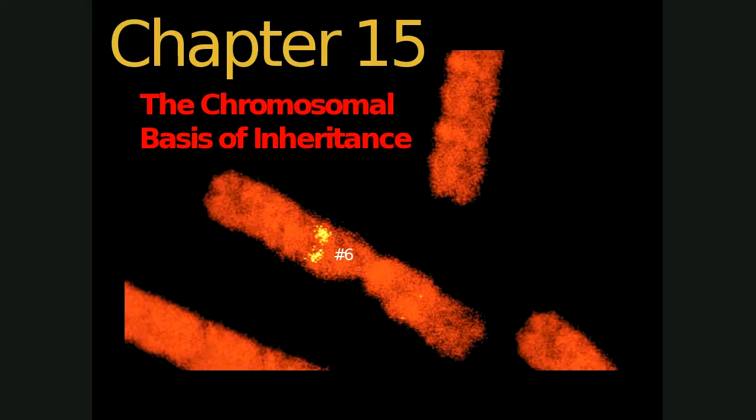Okay, so now in chapter 15, we're going to start really drilling down into what's going on with the chromosomes, and we've talked about the results of it, with Mendel's work. We've talked about how if you cross two heterozygotes together, you get the phenotypic ratios and all that sort of stuff that we talked about in chapter 14.